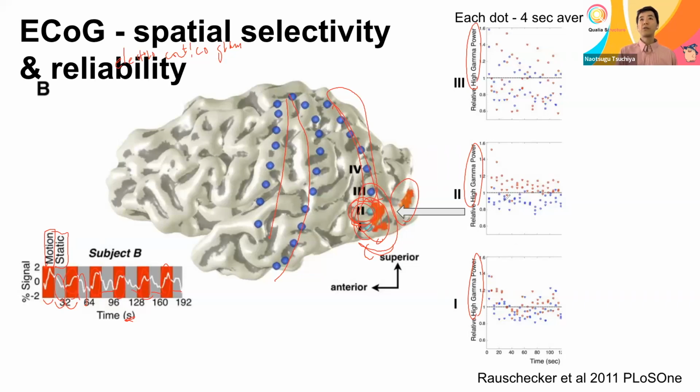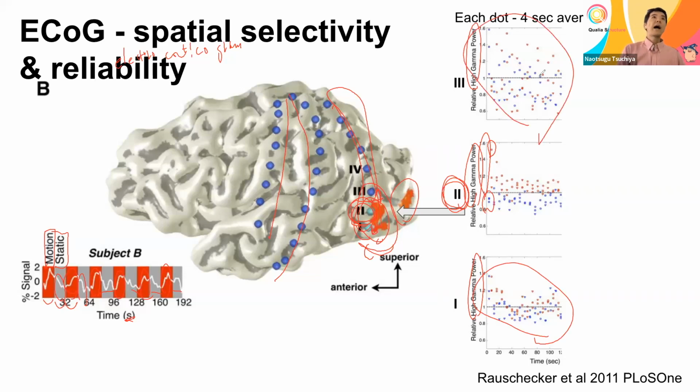And then when they look at the area around electrode 2, when the subject saw visual motion, which is this red dot, the activity is much higher. Whereas when he saw the static one, it is lower than the average. That's the blue one. But just going 1 centimeter above or below, you don't see that kind of clear difference here and here.